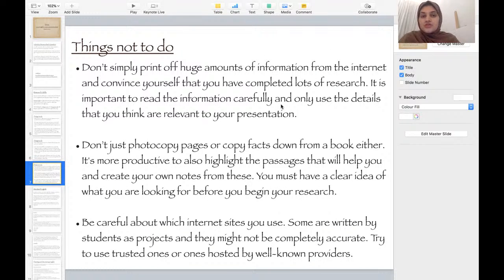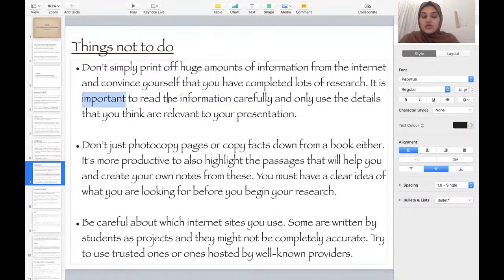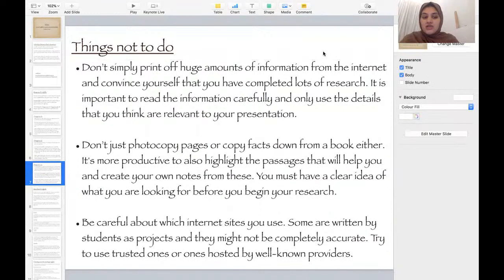So things not to do. Don't simply print off huge amounts of information from the internet and convince yourself that you have completed lots of research. It is important to read the information carefully and only use the details that you think are relevant to your presentation, okay? So don't just photocopy pages or copy facts down from a book either. It's more productive to also highlight the passages that will help you, then create your own notes from these, okay?